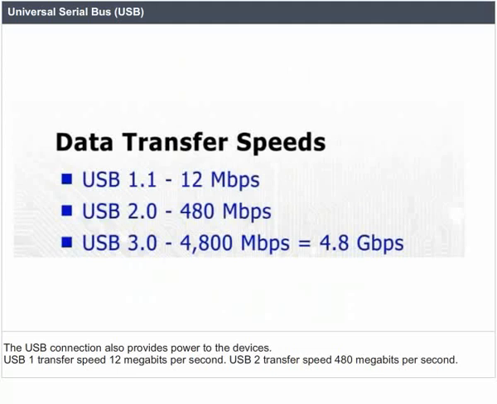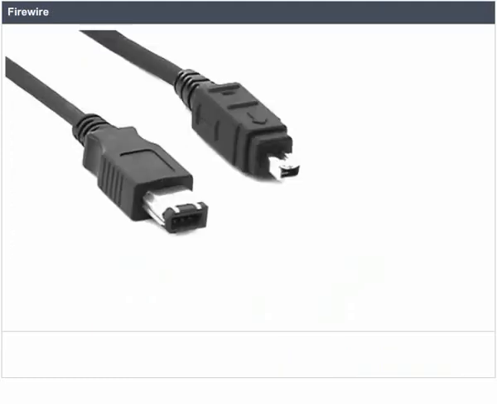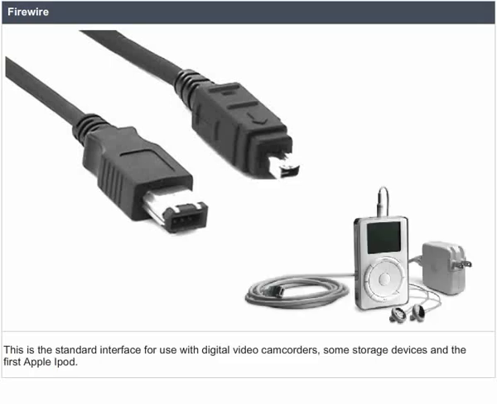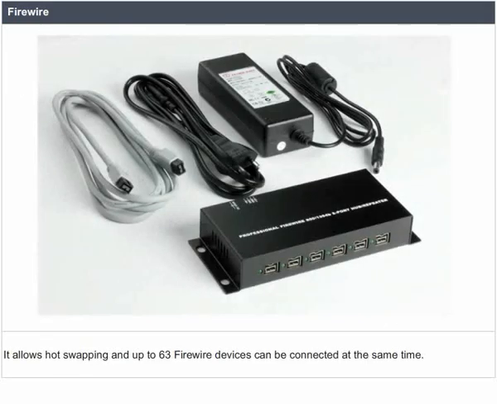USB 1 transfer speed: 12 megabits per second. USB 2 transfer speed: 480 megabits per second. Firewire. This is the standard interface for use with digital video camcorders, some storage devices, and the first Apple iPod. It allows hot swapping, and up to 63 Firewire devices can be connected at the same time. It can supply modest power to devices.